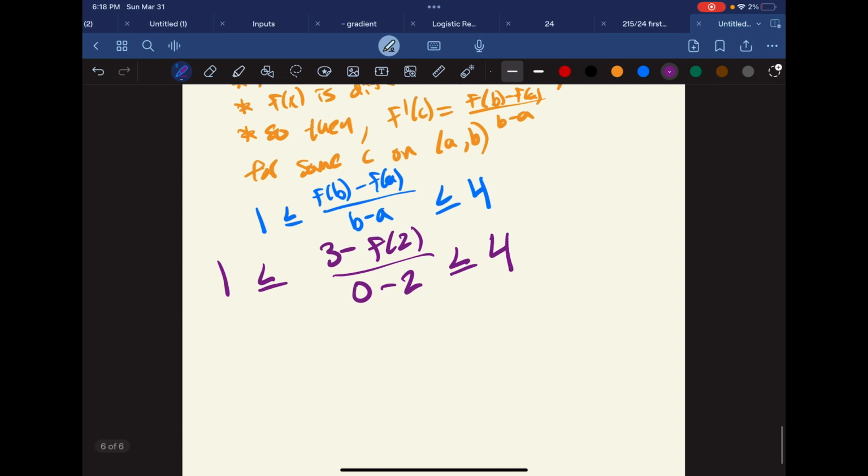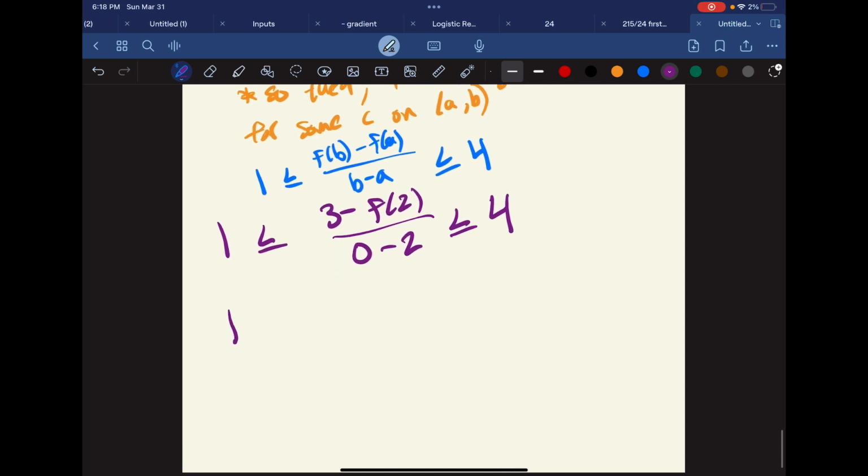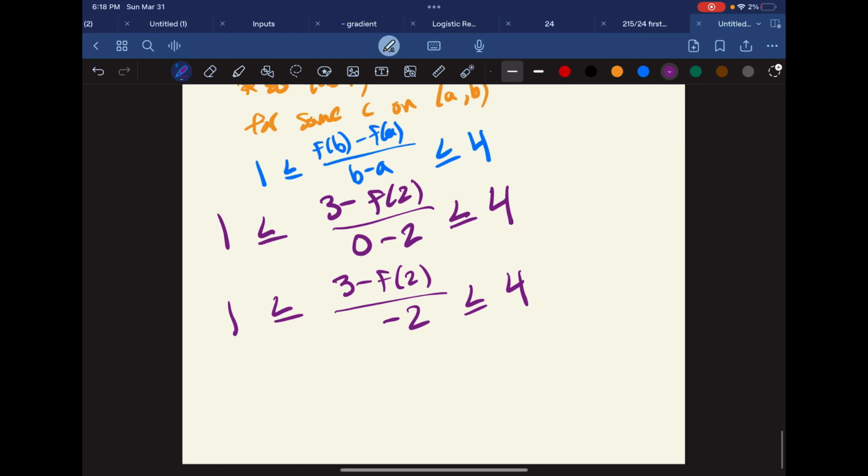So now we just do a little bit of algebra. 1 is less than or equal to 3 minus f of 2, all divided by -2, right? And then 4. So then we can multiply everything by -2, right, to get rid of that denominator. So we got -2, and then remember, when we multiply inequalities by a negative number, we flip the sign of the inequalities.